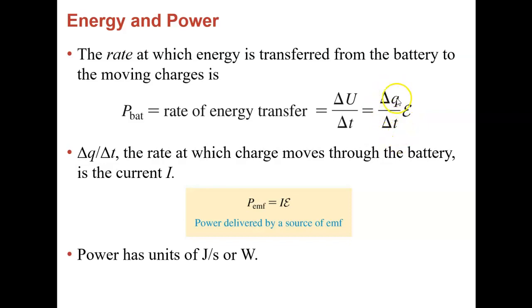Charge divided by time, which is your current. Current times your voltage gets you your power. So power is the current that moves through there times that voltage, your EMF, your voltage.